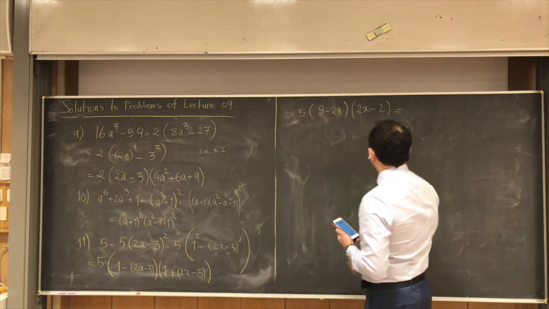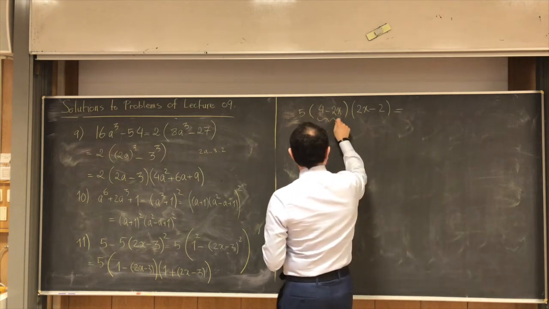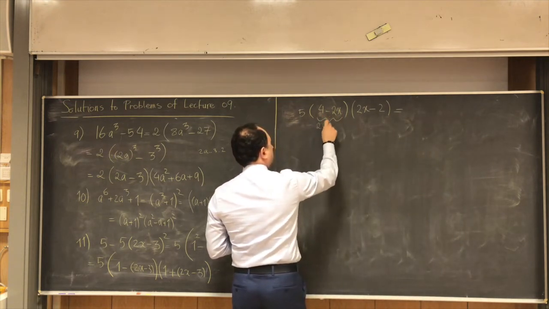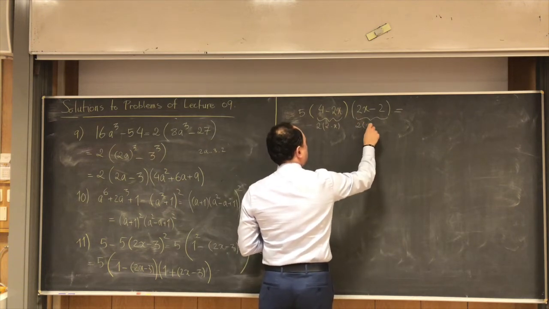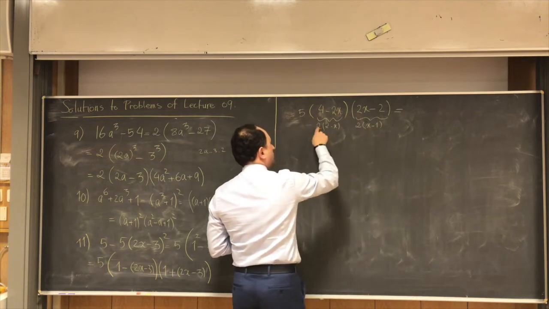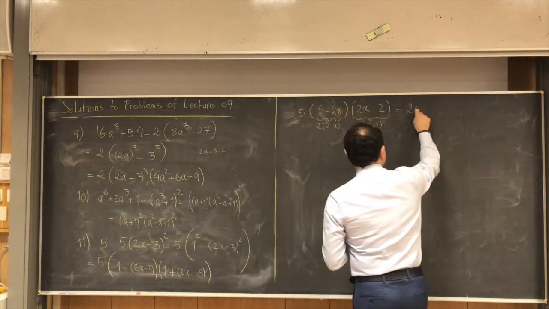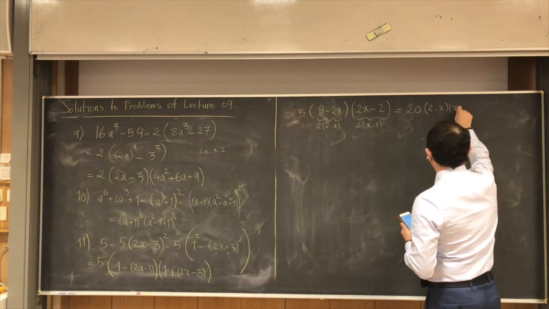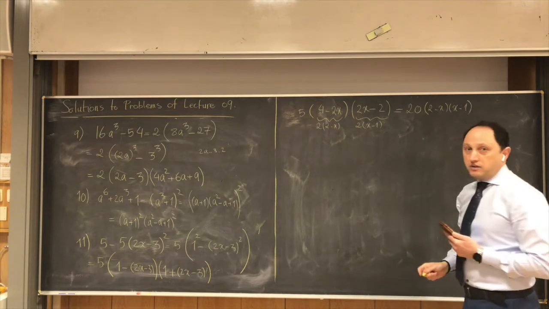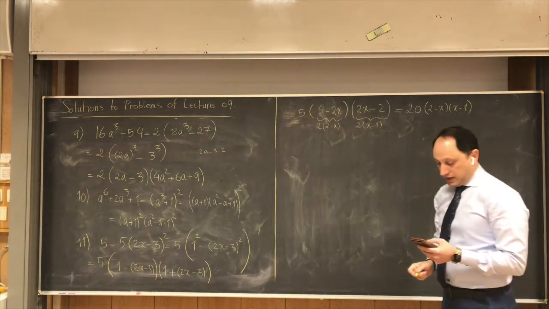But this is not complete because I can factor a 2 out here. It becomes 2 minus x. Here I also can factor a 2 out. It becomes x minus 1. 2 times 2 times 5 is 20. And then I have 2 minus x and x minus 1. This is the factorized form of this expression.